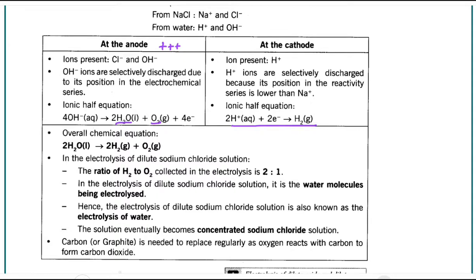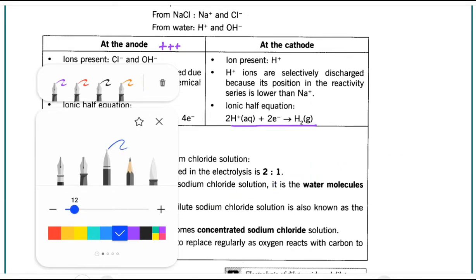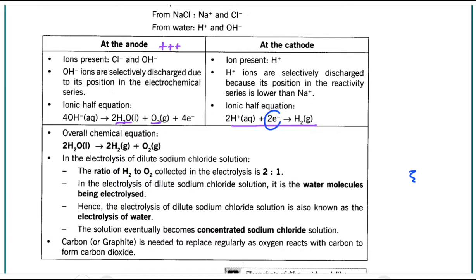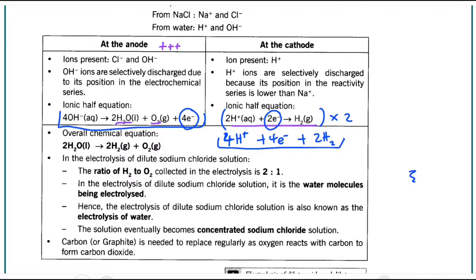So as you can probably see, let's see, I have another one. Okay, so you can see here we have 2 electrons, and here we have 4 electrons. So if we have 4 electrons here, and 2 electrons here, we have to multiply all the equation for this one by 2. So we have this one multiplied by 2 for everything, such that we can get 4H+ in aqueous, plus 4 electrons, plus 2H2. And then after that, we add this equation to the other equation, and therefore we find the overall equation.